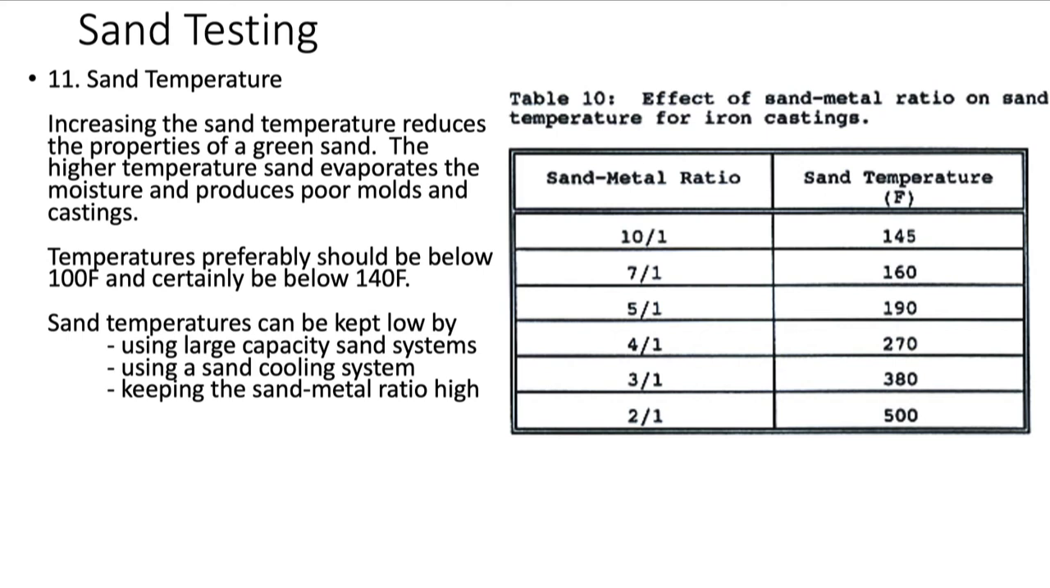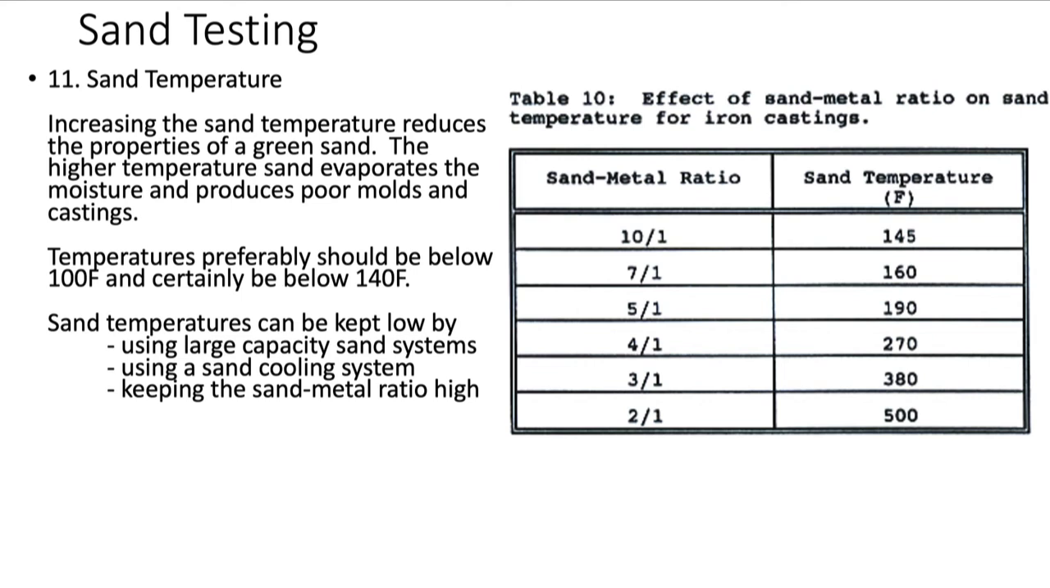So that sand to metal ratio is important also for the temperature that the sand's going to get. If you have not enough sand and too much metal, eventually the sand, unless you have some really good cooling systems in the sand system, they do have sand coolers, but they can only do so much. And so once you go above like 140 degrees, you have poor mechanical properties of your sand. So you need to have them below about 140 degrees.